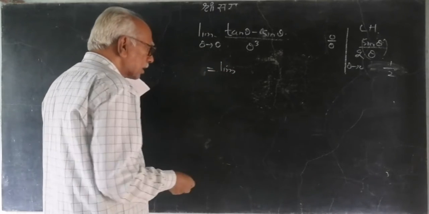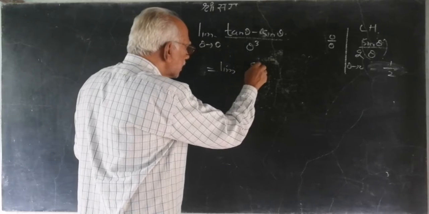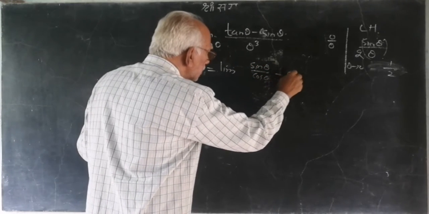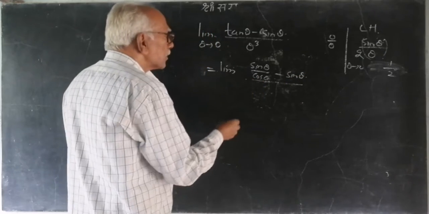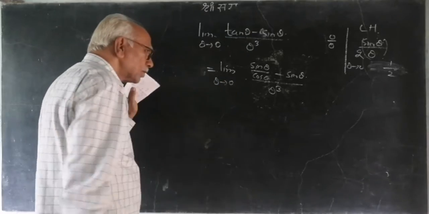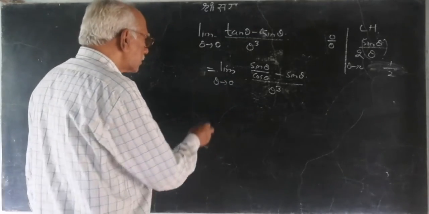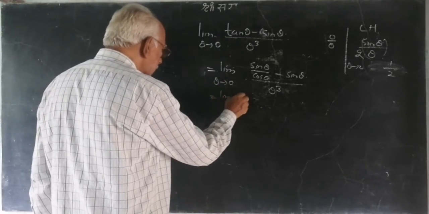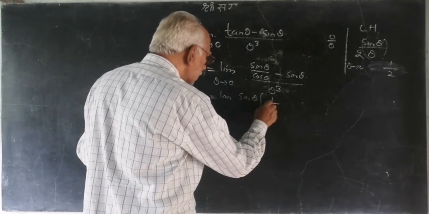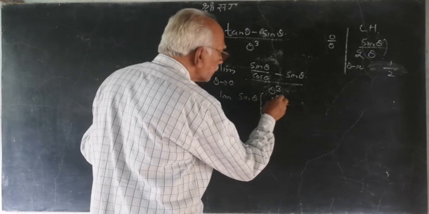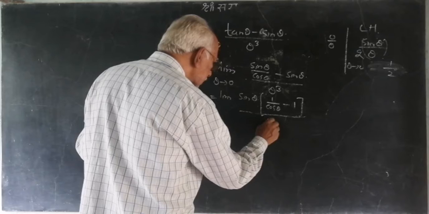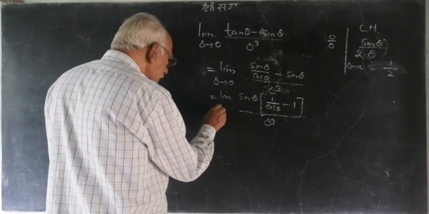So what will we have? Limit of how can tan theta be written? Sin theta by cos theta, and here minus sin theta, divided by theta cube, as theta tends to 0. Now we can take sin theta common. So sin theta into bracket, it will be 1 by cos theta minus 1, divided by theta cube.